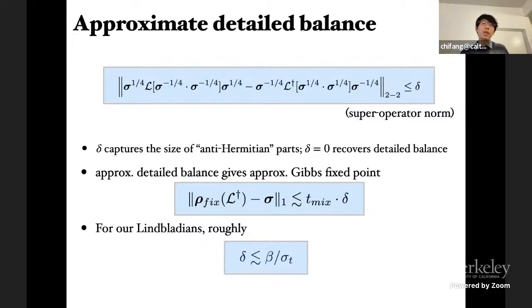In other words, the properties of detailed balance, such as the fixed point, are robust once you use this norm. The error propagates in the following way: you have the error in the fixed point as roughly the mixing time times this approximate detailed balance error. Intuitively, approximate detailed balance is some kind of error per time. And then once you evolve for some time, this error could accumulate, but as long as your algorithm converges quickly, it gives you the right answer.